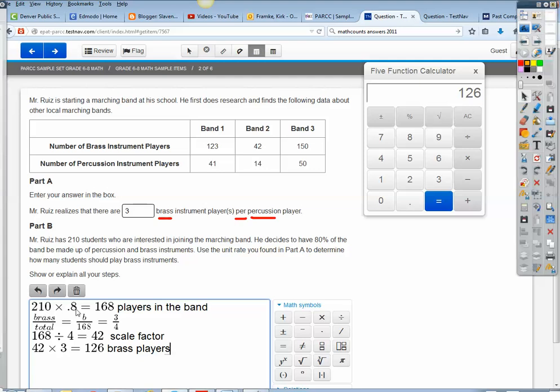Figure out what 80% of the total is. I figure out my ratio, and I told everyone what my ratio is, and then I went through and solved it and showed how I solved it.